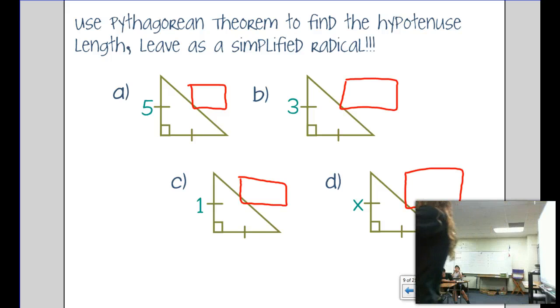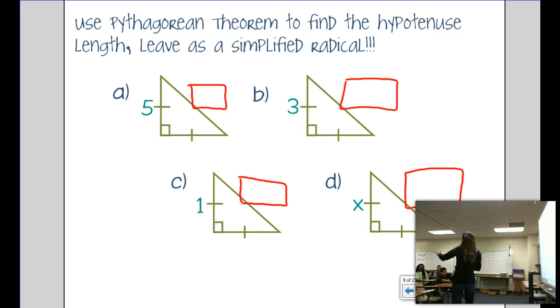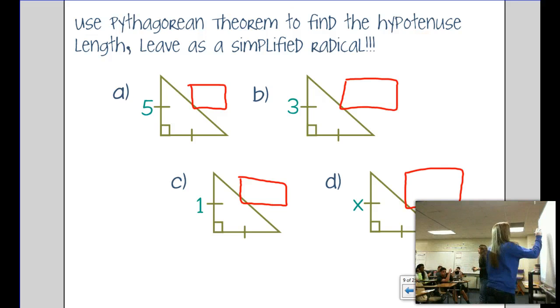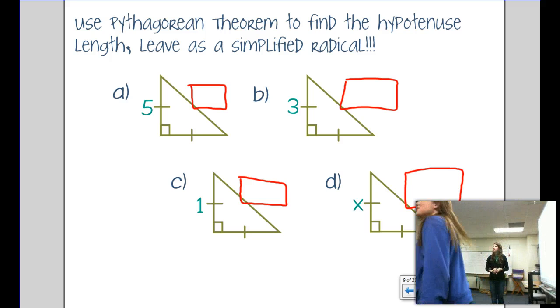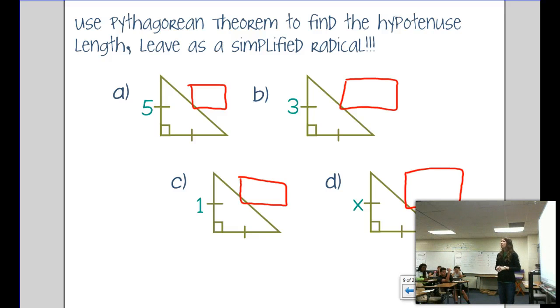When anyone in your group has the answer, go right on the board. Anyone have it? Go write it. What'd you get? 3. Oh, that's not a simplified radical. What'd you get? 7, no. What's 5 squared plus 5 squared? 50. What's the square root of 50?